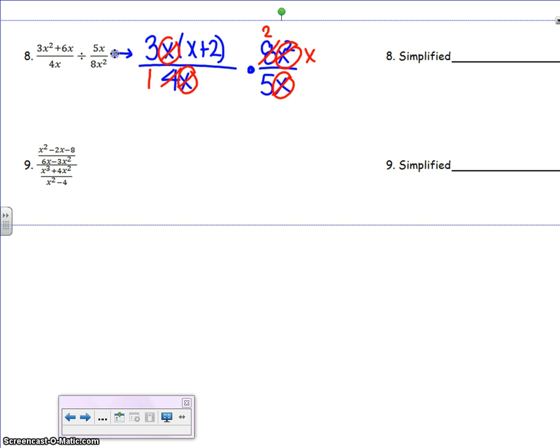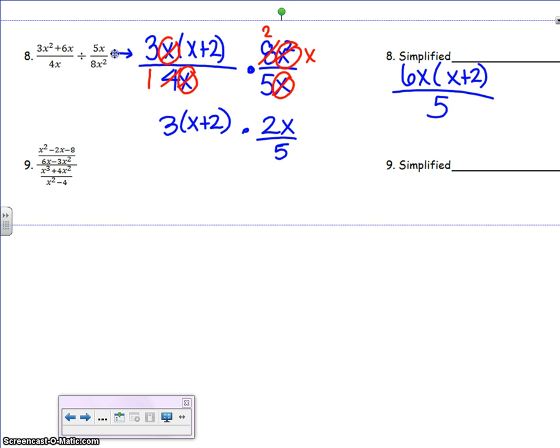So this is helpful sometimes to rewrite what we still have. In this fraction, we still have 3 and x plus 2, and then in this fraction, we have 2x over 5. So our final answer is going to be putting all of that into 1. So simplified, we're going to actually do 3 times 2x. We'll have 6x. And then x plus 2, and then 5 stays our denominator.